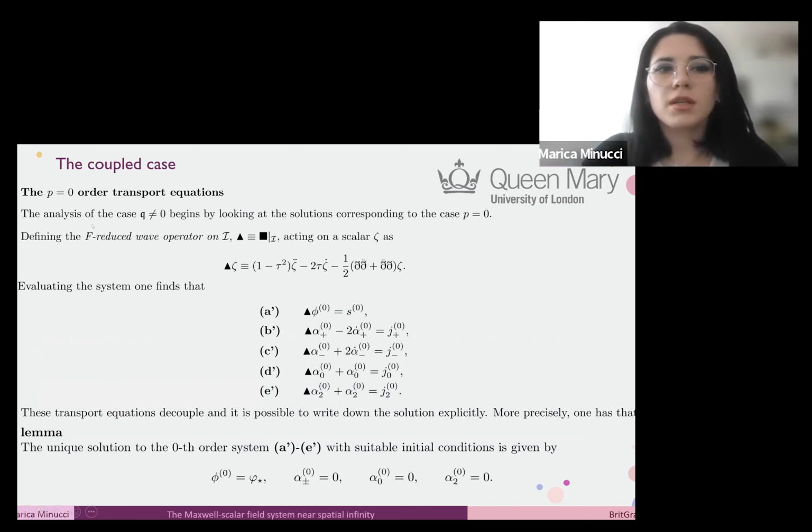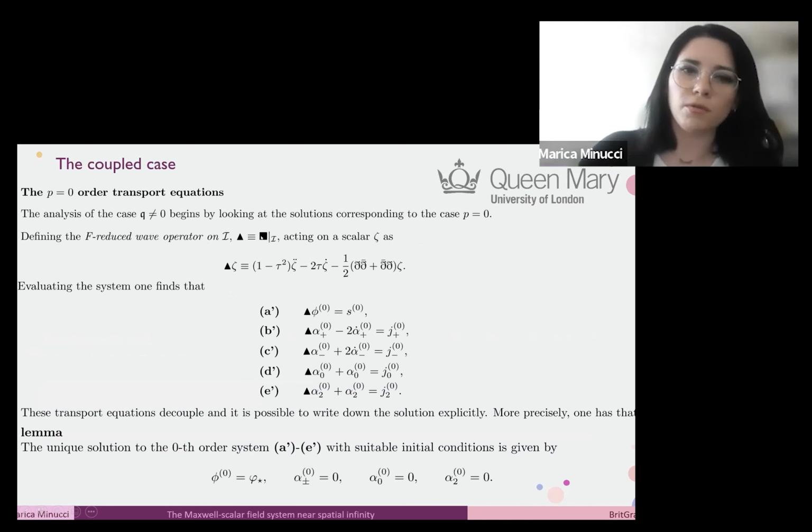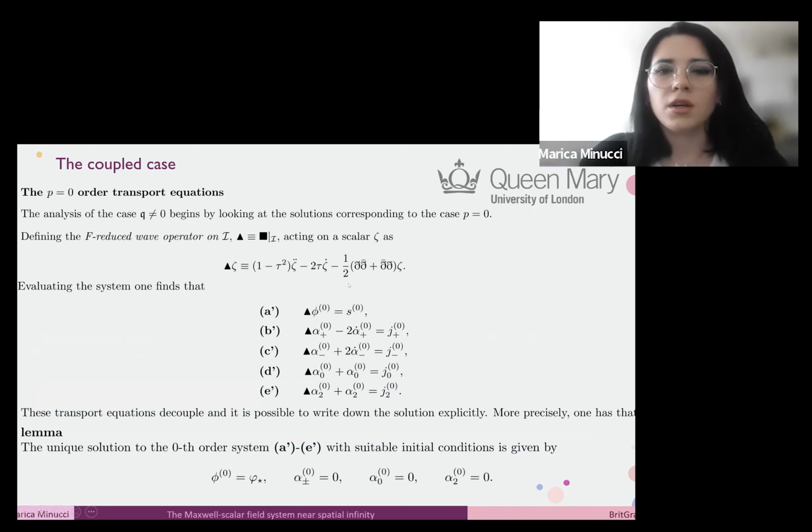The study of the coupled case started with the study of the zero-order transport equations. So we took our set of equations and we evaluated them on the cylinder. This is the reason why we have this black triangle. This is simply black box evaluated on the cylinder. The corresponding set of equations at the zero order is the following. This equation actually decouples, and we have also found a lemma that provides a unique solution to this system with suitable initial condition. This lemma is fundamental because we use it to construct the solution to the higher order transport equations.